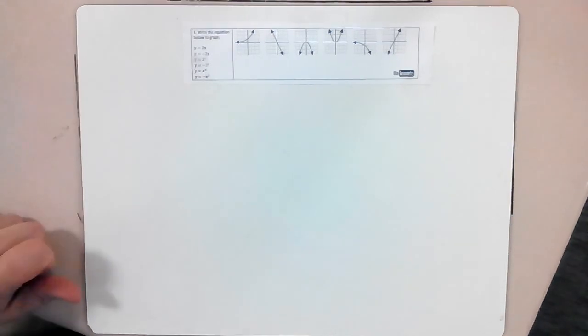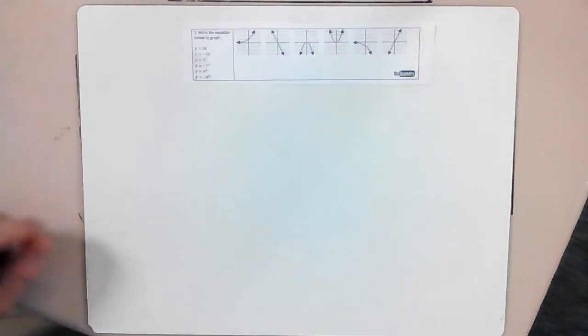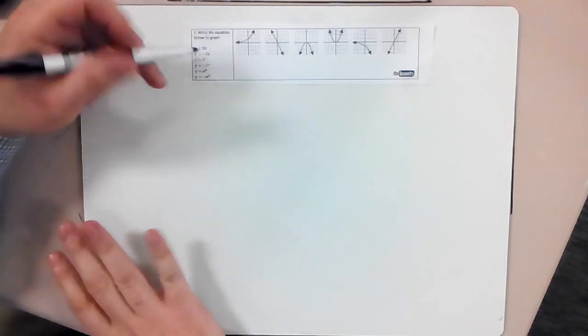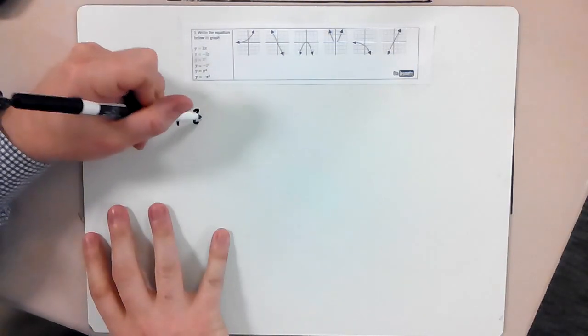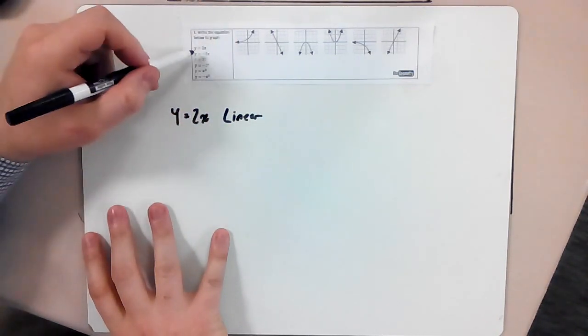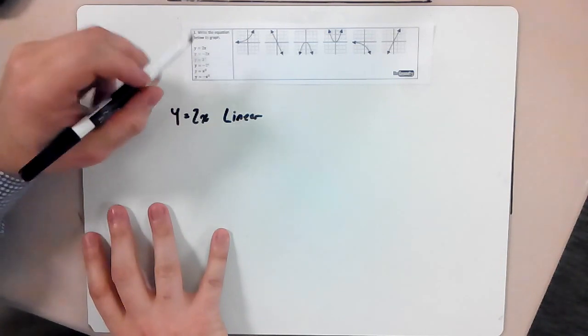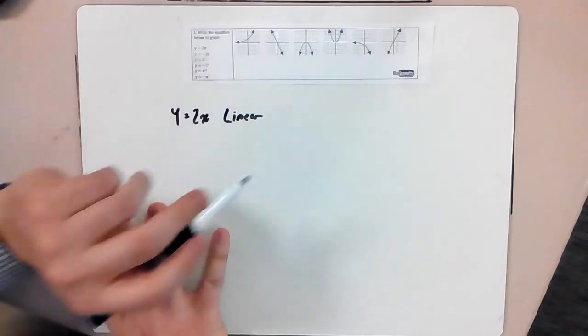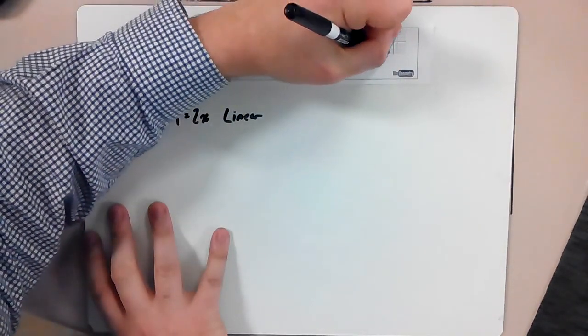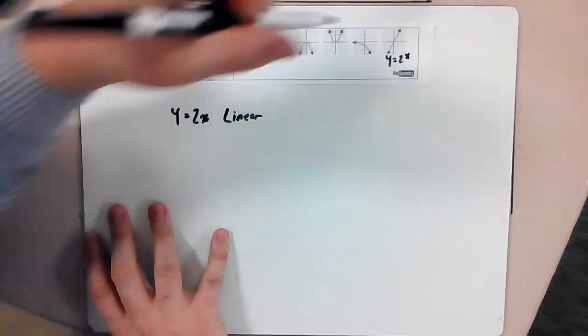Let me make sure you guys can see it. Okay, yes you can. Alright, so this one just wants you to match the different functions. So let's take a look at what we got here. Y equals 2x. That is a linear function, and it's also positive. So when we read it from left to right, it should be going up. So this is going to be y equals 2x.